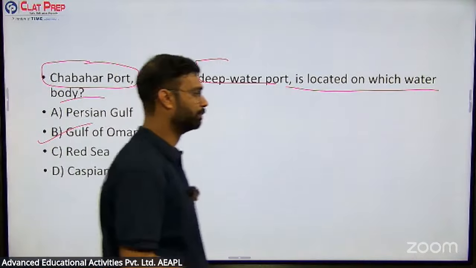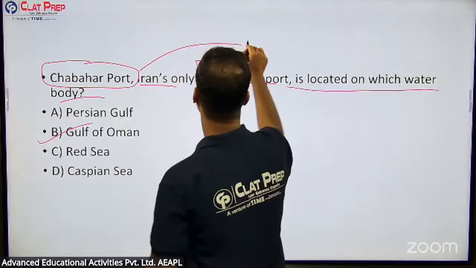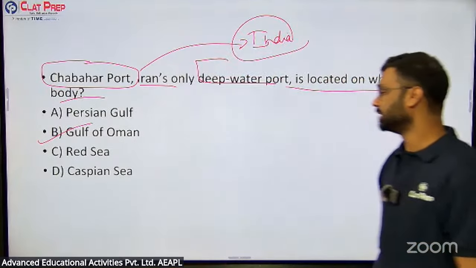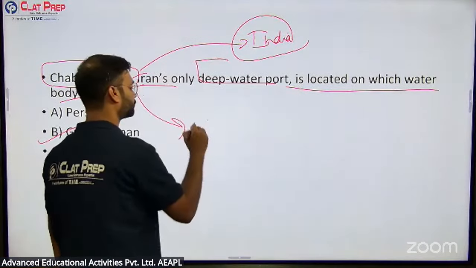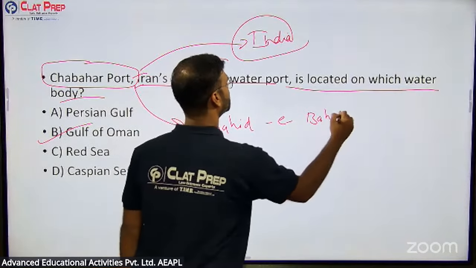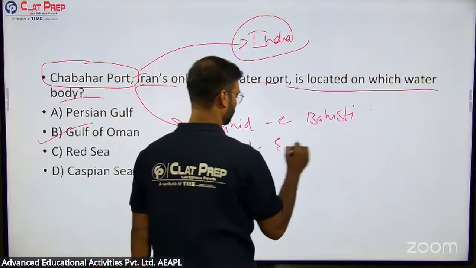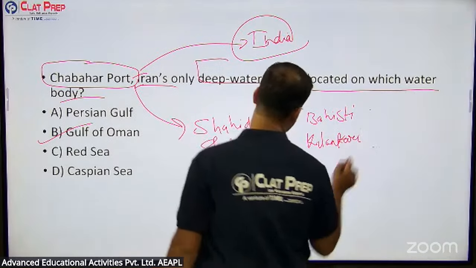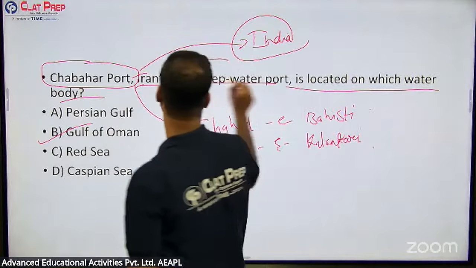Now, why is Chabahar Port important? Because Chabahar Port is operated by India. India has developed the Chabahar Port. It's situated in Iran. There are two ports within Chabahar Port: Shahid Beheshti and Shahid Kalantari. These are the two ports in Chabahar Port, and it is Iran's only deep water port.